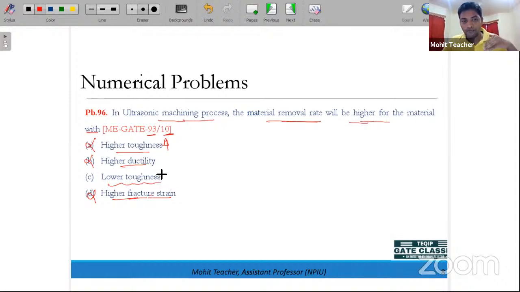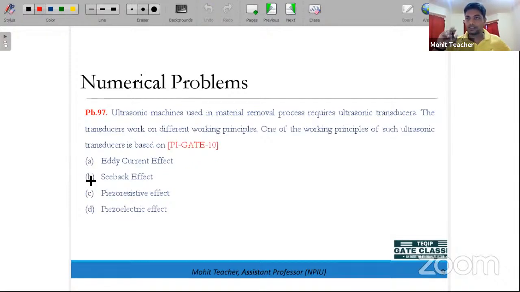If there is low toughness, it means, in other terms, not exactly but sometimes we can say, high hardness. So the option will be C. All three are eliminated and one option is remaining. Fine. This is the last question.